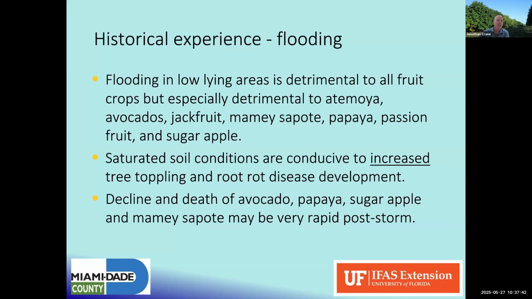We also saw increased root rot and disease development, because these root rotting fungi like low oxygen or flooded, saturated soil conditions. And the decline and death of some of these species, avocados, papaya, sugar apple, and mamey, can be quite rapid after a storm. So that can happen.